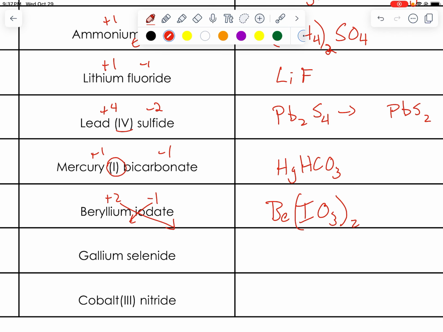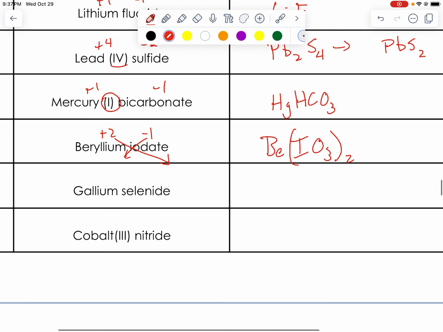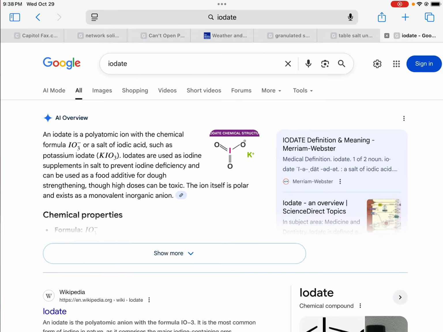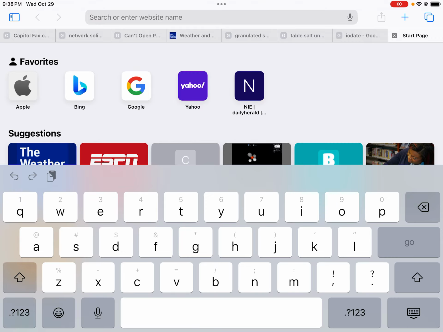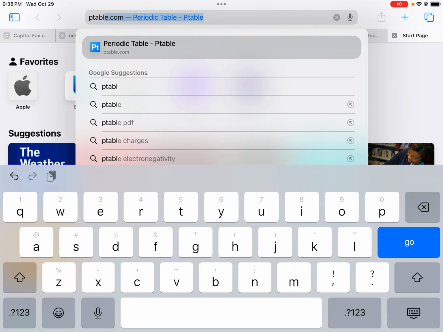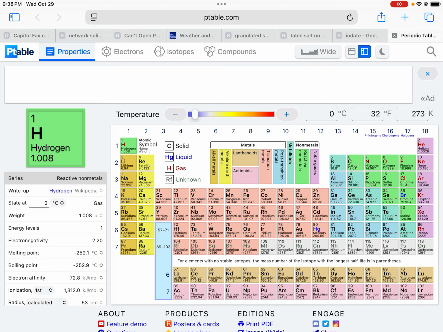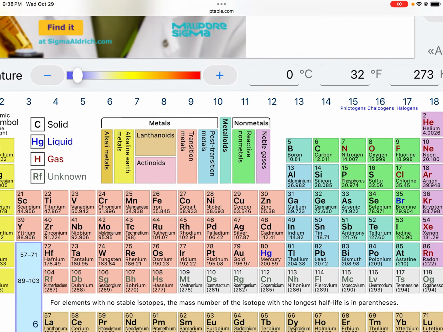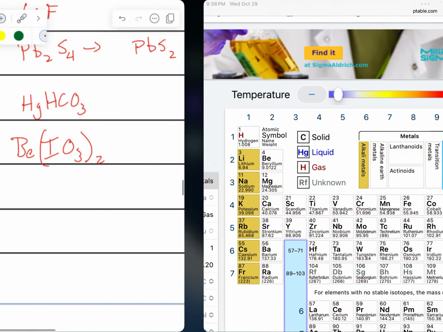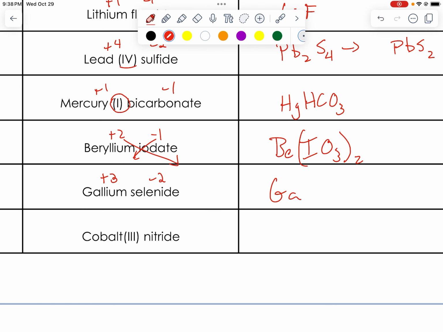All right. Gallium selenide. So selenium is -2. Gallium is +3. I feel like I probably should have a periodic table. Unfortunately, I don't have one in front of me. So let's just go to ptable.com. Yeah, gallium is in that aluminum column, so it is +3. Selenium is Se. The 3 goes to selenium. The 2 goes to gallium. So there you have it.